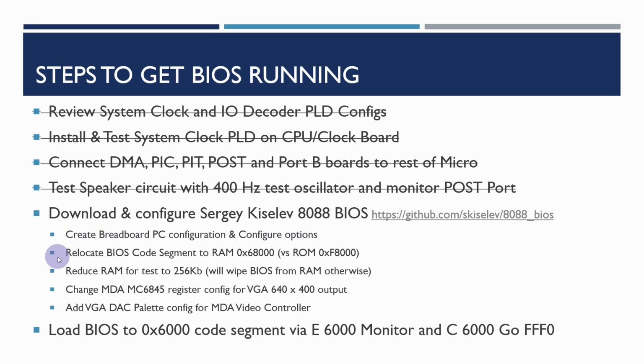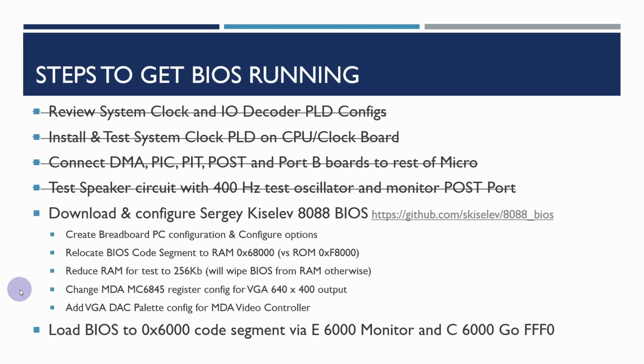Initially, for debug purposes, we're going to relocate the BIOS code rather than running at the top of the memory space up in ROM at F8000. We're going to move it down into RAM so we're able to debug it, and we can set software interrupts and various other things, and we can also use our built-in Nanocomp monitor to help inspect memory and see what's going on. But we need to reduce the RAM for the BIOS to test to below this mark here, otherwise the BIOS, when it tests the RAM, will actually wipe out itself. I'm going to set the max RAM probably to about 256K to start with.